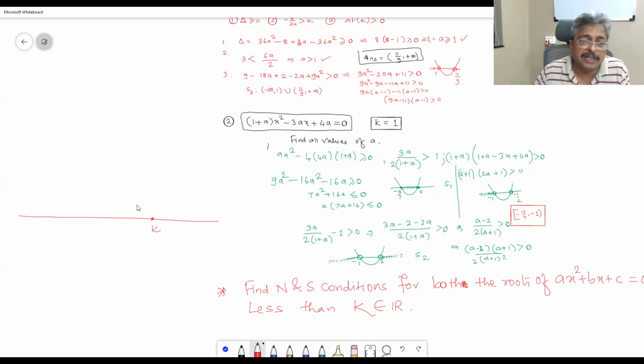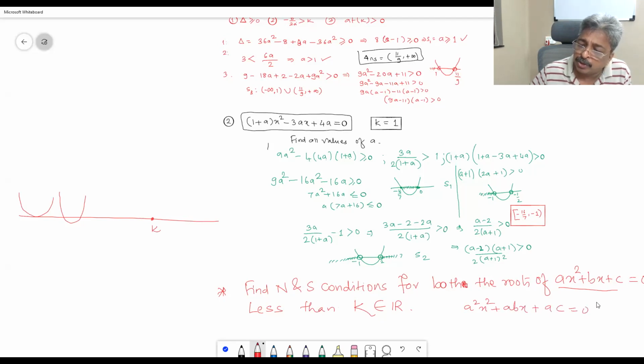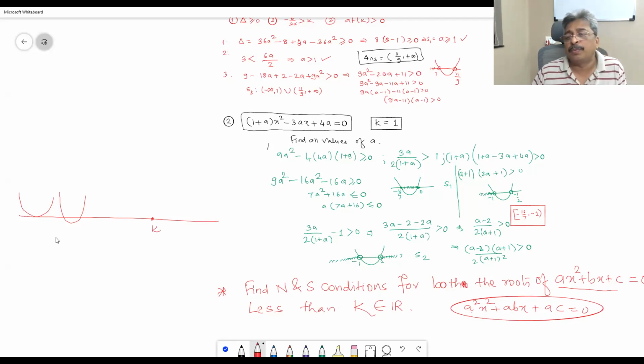That means either this graph or this graph. When we multiply the given quadratic, we will not consider this quadratic equation, we will consider a square x square plus abx plus ac equal to 0, because the roots of this quadratic equation are the same as that of this and the leading coefficient is positive. So I need not draw opening downward graphs, only opening upward graphs are okay, because we just multiplied by a, the leading coefficient. So geometrically this is acceptable.